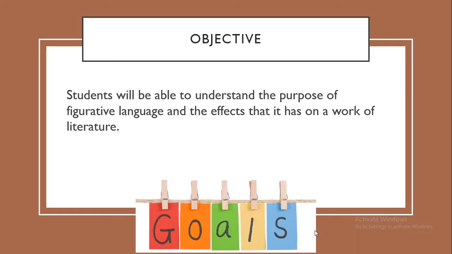Okay, today's objective is students will be able to understand the purpose of figurative language and the effects that it has on a work of literature. So yesterday we looked at applying figurative language and descriptive language to tone and mood. I'm going to backtrack and go back to just figurative language, and I'm going to show you a few more types of figurative language that you should know going into high school.